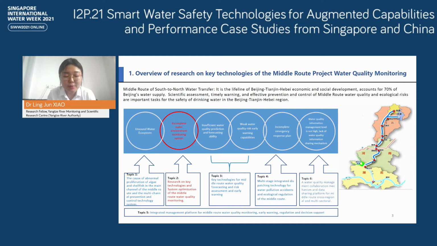Here are some main topics of Middle Route project water quality monitoring. Our research and development of the monitoring system belongs to topic 3: key technologies for Middle Route water quality forecasting, risk assessment and early warning. We hope that in the near future, we can integrate the system into a multi-sectoral platform to support comprehensive monitoring of water quality. Next.